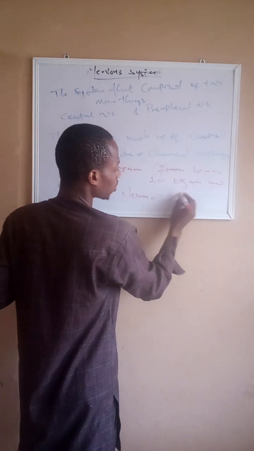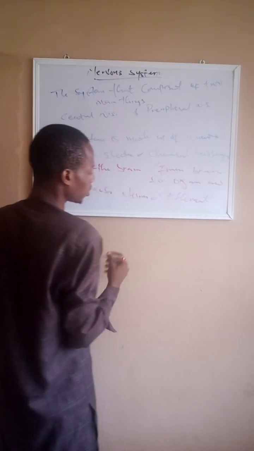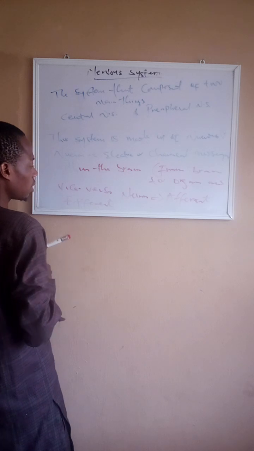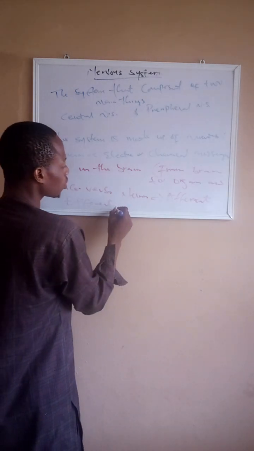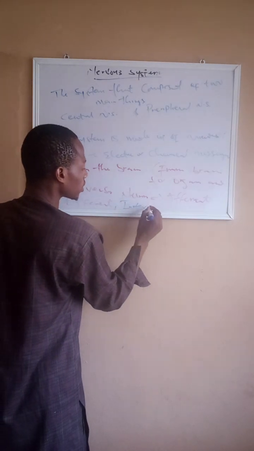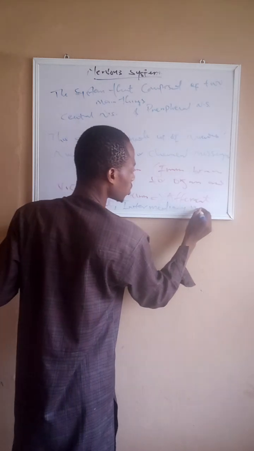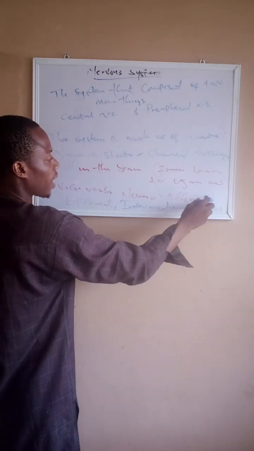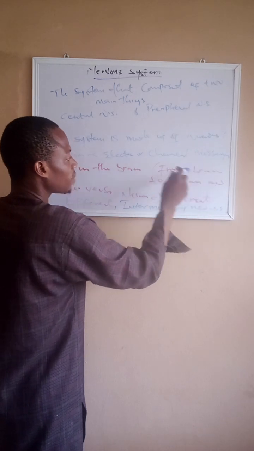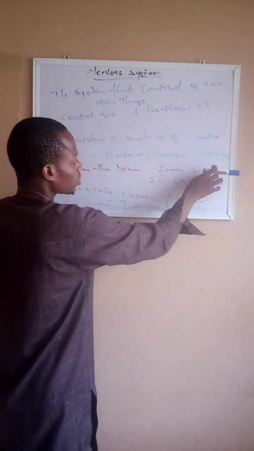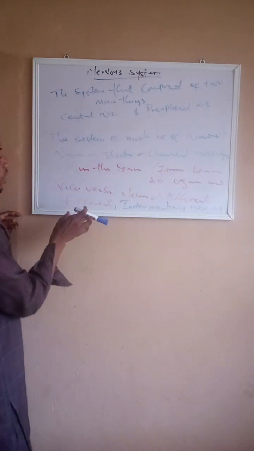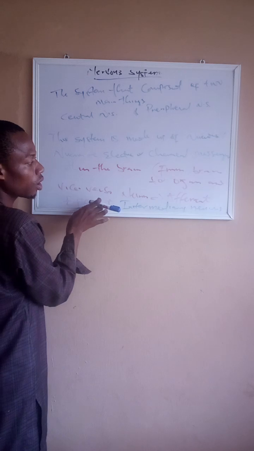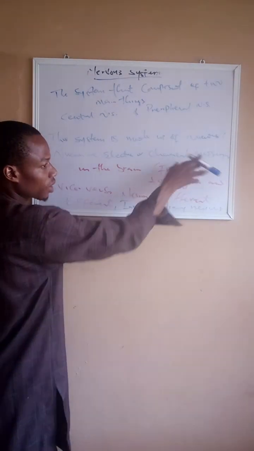One, you can have afferent neurons. You can have efferent neurons. And you can also have intermediary neurons. When you are talking about the afferent neurons, this is the neuron that passes the message from the brain to the organs. The efferent neurons are the neurons that pass the information or the message from the organs back to the brain.